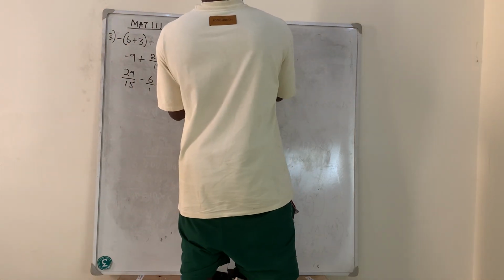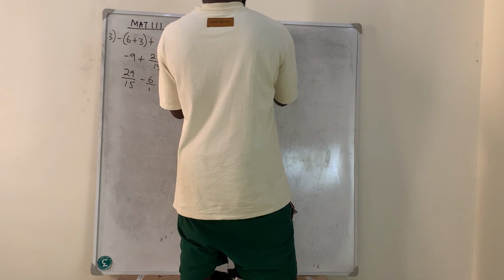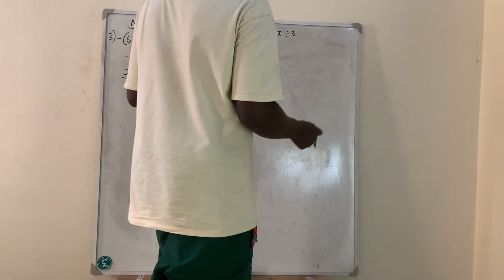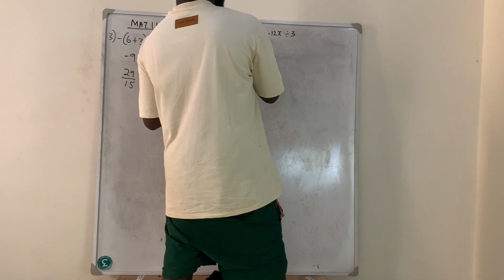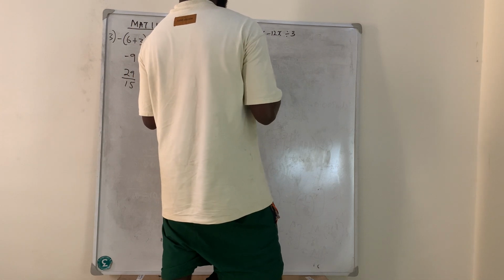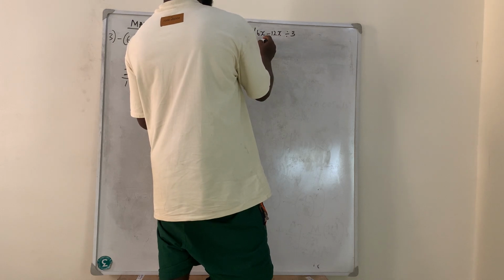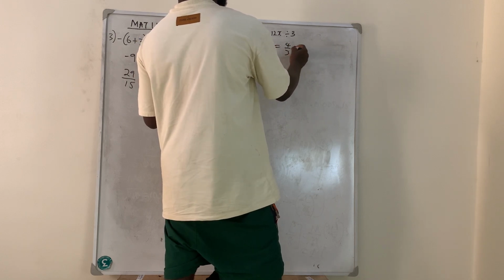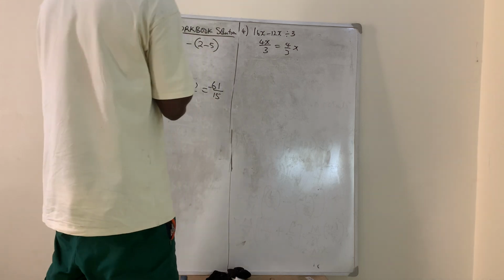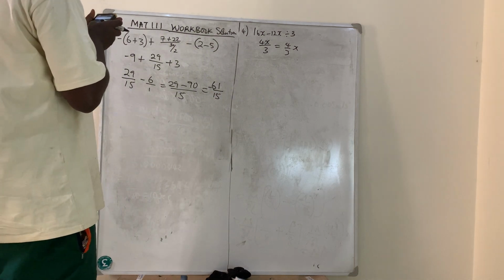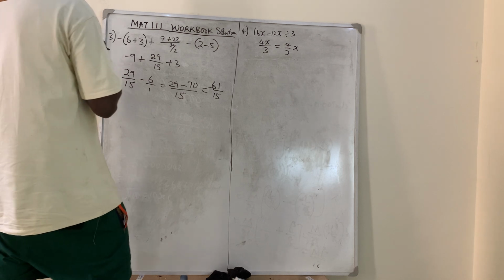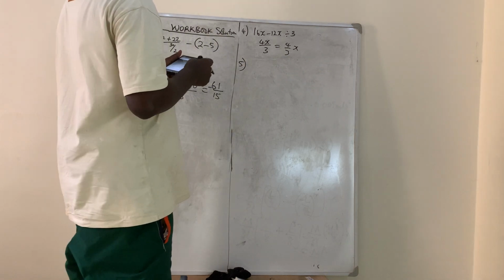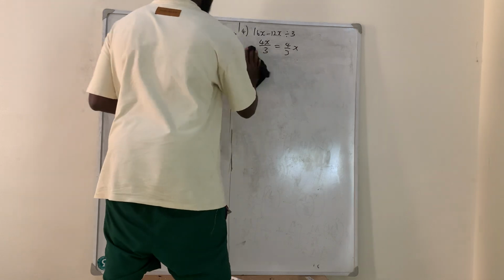Question number 4 says 16x minus 12x divided by 3. So what do we do? First of all, 16x minus 12x will give you 4x, so I have 4x over 3. So my answer is 4 over 3x, because divide means over. So 4 over 3x is the correct answer there. Sorry, that's a very wrong calculation.